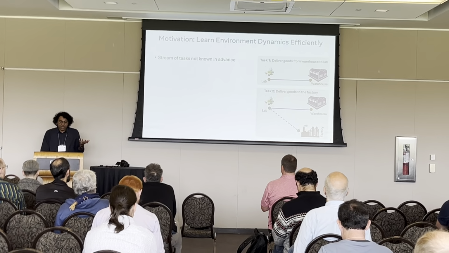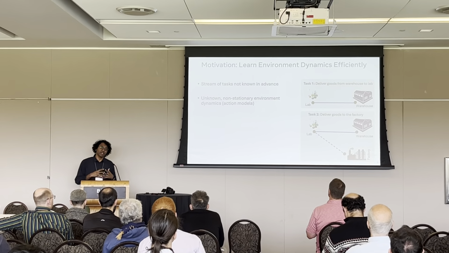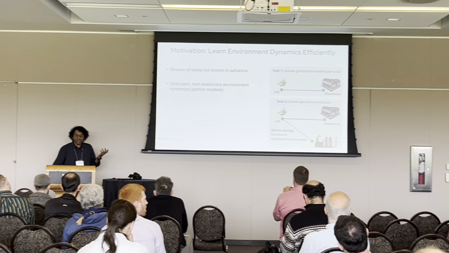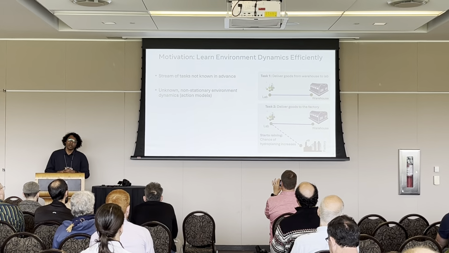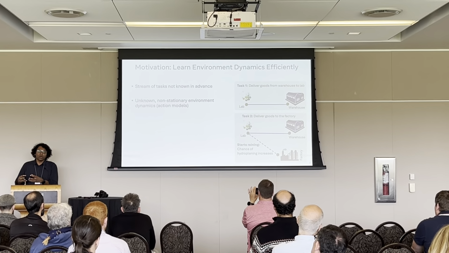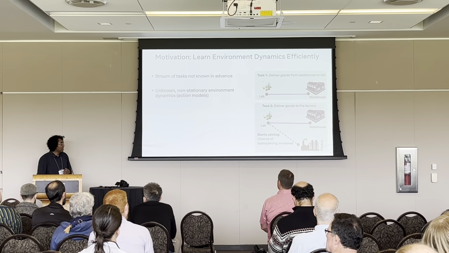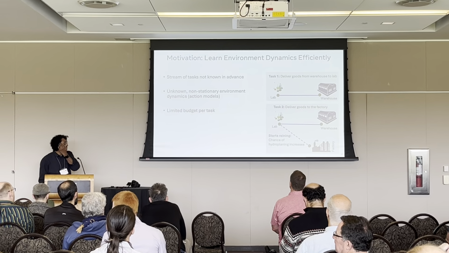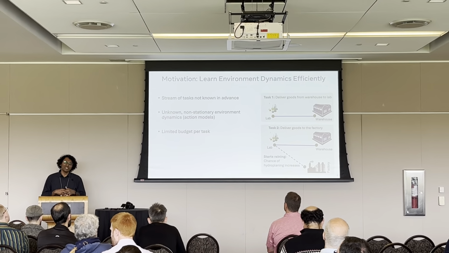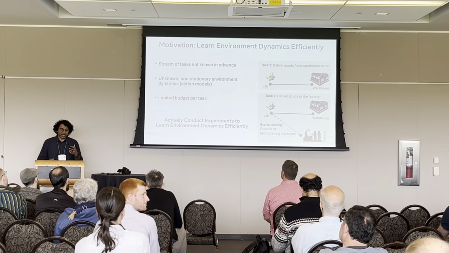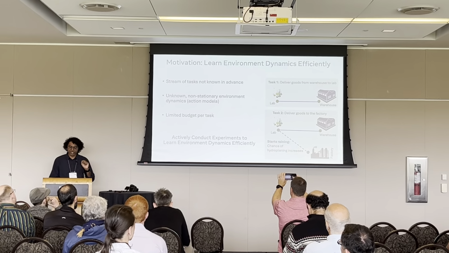right? Now, as in the real world, we can have unknown, non-stationary, and stochastic dynamics. For example, in this setting, while the agent is transferring the goods from the lab to the factory, it might happen that it starts raining. So the agent has to take into account if the coefficient of friction with the road changes. Another thing the agent has to take into account is having a limited budget per task. And I'll explain in more detail what this limited budget is. But our intuition is that we can actively conduct experiments to learn environment dynamics much more efficiently.